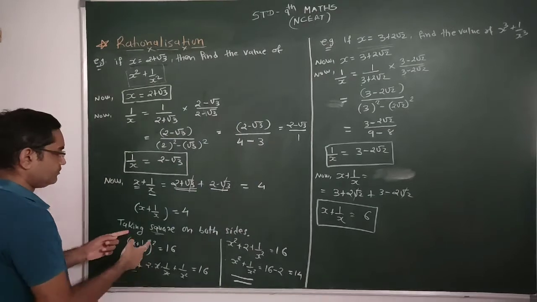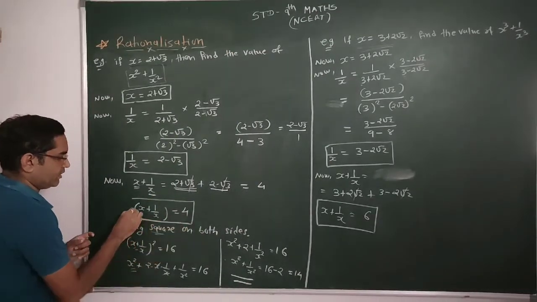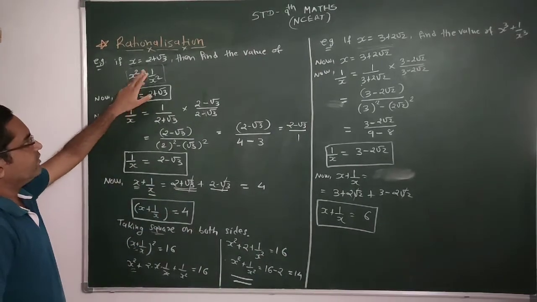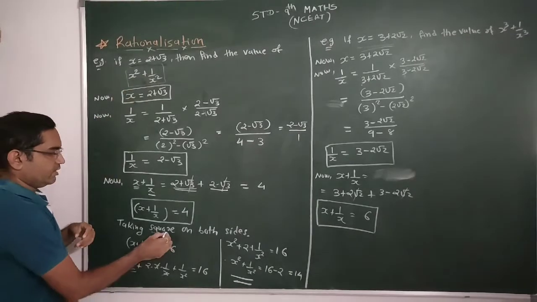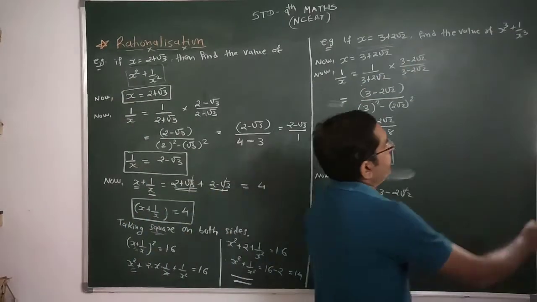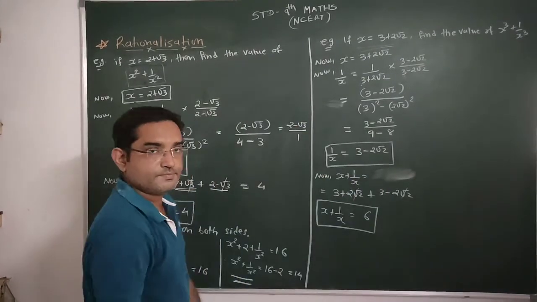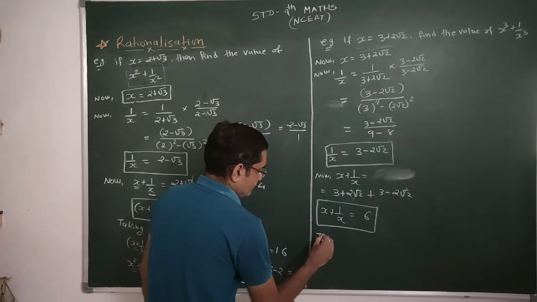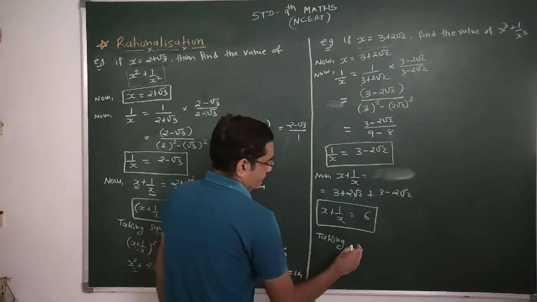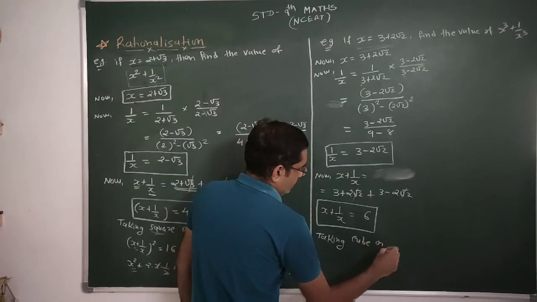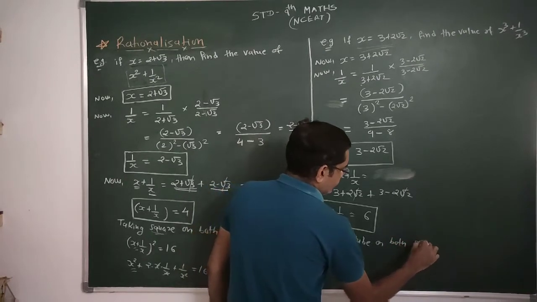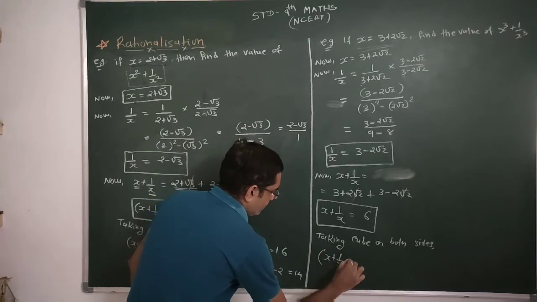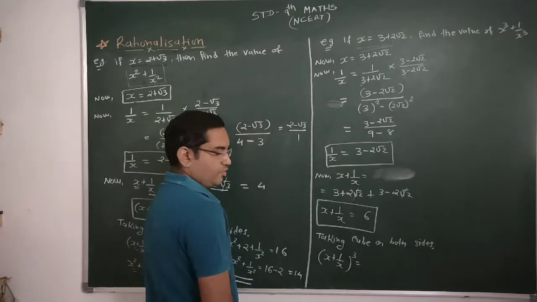Same step, look, here we got x plus 1 upon x equal to 4. Here x plus 1 by x equal to 6. In that sum, you had to find x square plus 1 by x square, so you considered the square. Here you have to find x cube plus 1 by x cube. What do you have to consider? Cube. So for that, you will take cube on both sides. So taking cube on both sides, x plus 1 upon x whole cube equal to 6 cube.